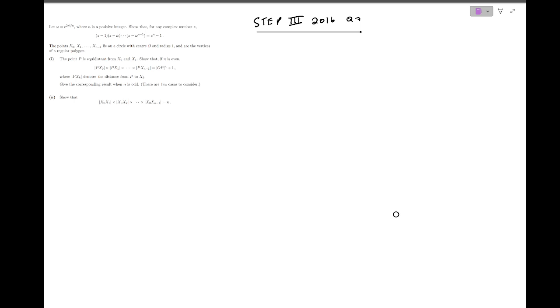And today, we're doing Step 3 because I wanted to do some complex numbers. Also, sorry about the voice. I'm really sick today, so it's kind of hard to speak.